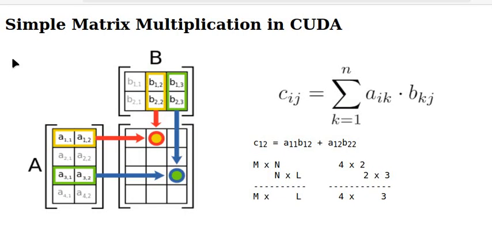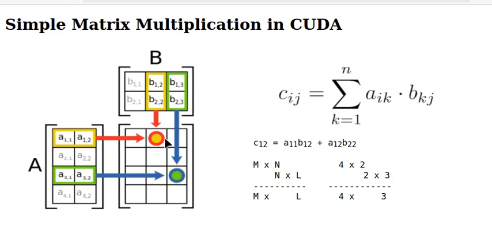In this video, we discuss simple matrix multiplication in CUDA, a continuation of our introduction to CUDA programming. The diagram here shows the multiplication of matrix A to matrix B, and we get matrix C. So to get an element of C, we just find the dot product of a row vector of A and the corresponding column vector of B.